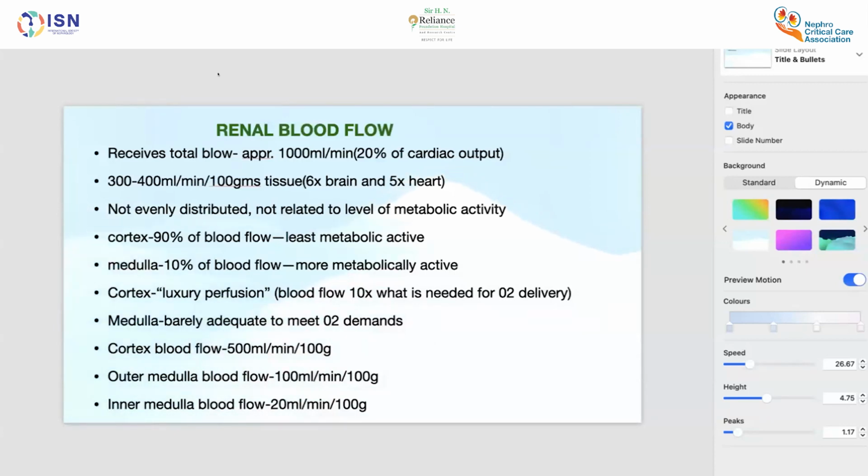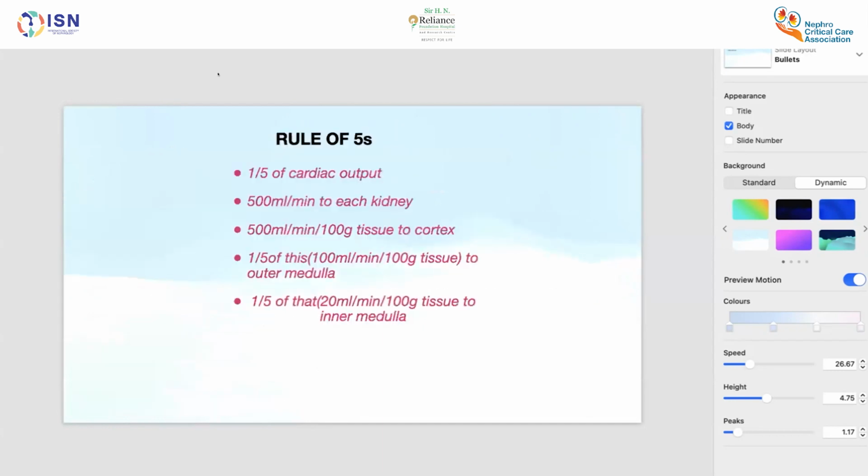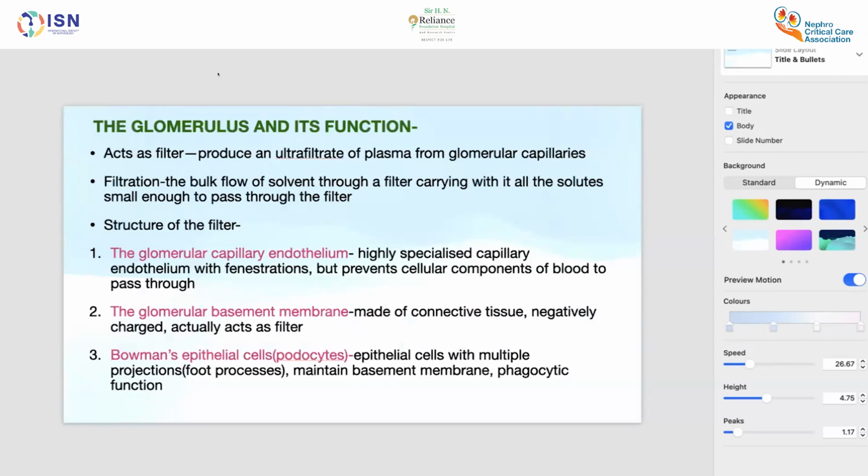Cortical blood flow is 500 ml per minute per 100 gram. Outer medulla blood flow is 100 ml per minute per 100 gram, and the inner medulla blood flow is only 20 ml per minute per 100 gram. This is like a rule of fives. The kidney receives 1/5 of cardiac output, 500 ml to each kidney, 500 ml per minute per 100 gram tissue to the cortex, and 1/5 of this, that is 100 ml, to the outer medulla, and 1/5 of that is 20 ml per minute per 100 gram tissue to the inner medulla.